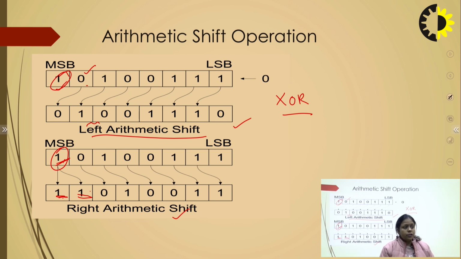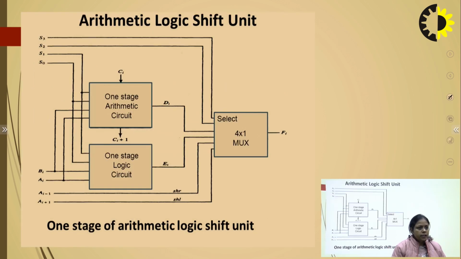Now these are all the operations we have studied. We have studied the arithmetic shift, the logical shift, and the circular shift, and these shift operations will be performed by the ALU. Now we will understand the meaning of ALU. ALU will perform all the arithmetic operations which are performed by the arithmetic circuit, all the logical operations which are performed by the logical circuit, and shift operations. So here we can see the design of the arithmetic logic shift unit. One stage of the arithmetic circuit is connected, and one stage of the logical circuit is connected, and then there are shift right and shift left.